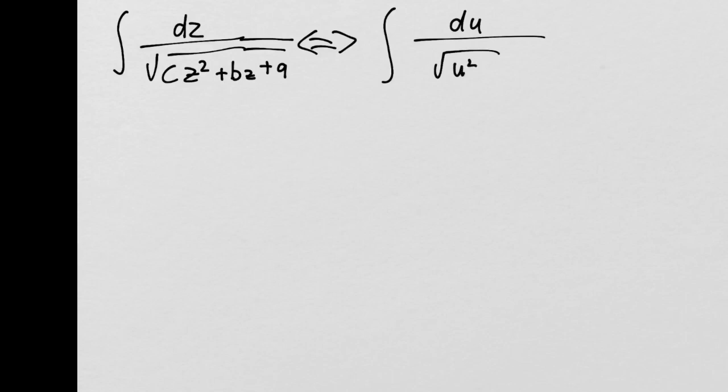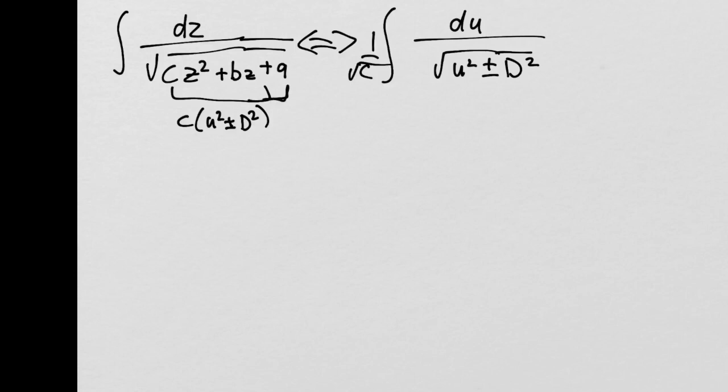U squared plus or minus capital D squared. And that substitution we did in the last lesson, but basically this quadratic always can be converted into C times U squared plus or minus D squared. So I guess there should be a 1 over what? 1 over square root C, right? And so that conversion can always be made.